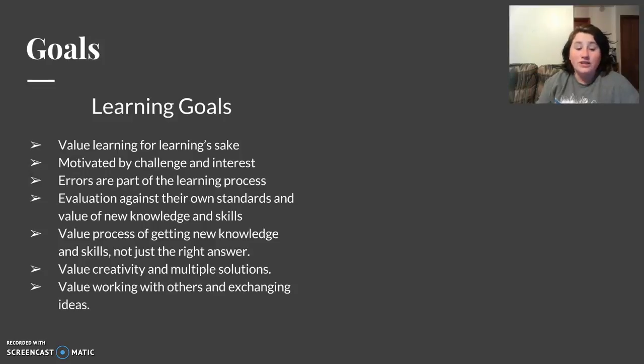They value creativity and multiple solutions. They want to be creative, and they want to try to find new ways to come at a solution, and they value working with others and exchanging ideas, so they're very into cooperative learning.